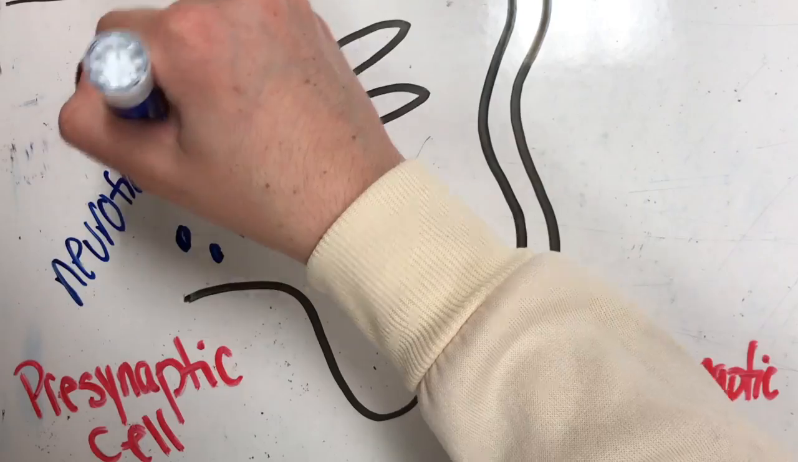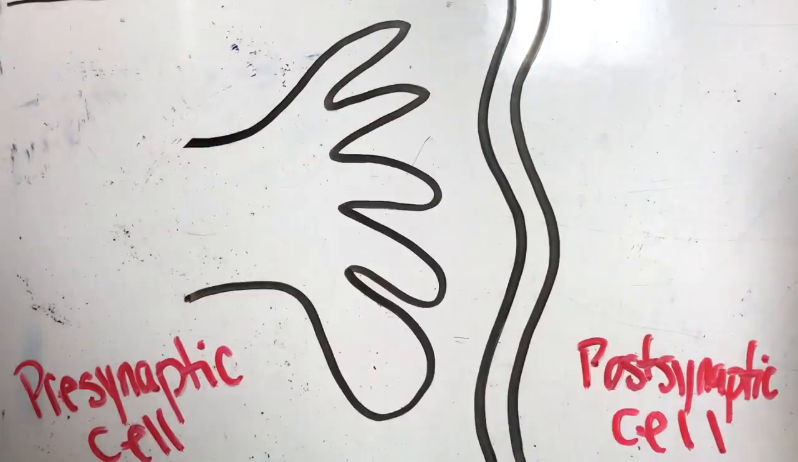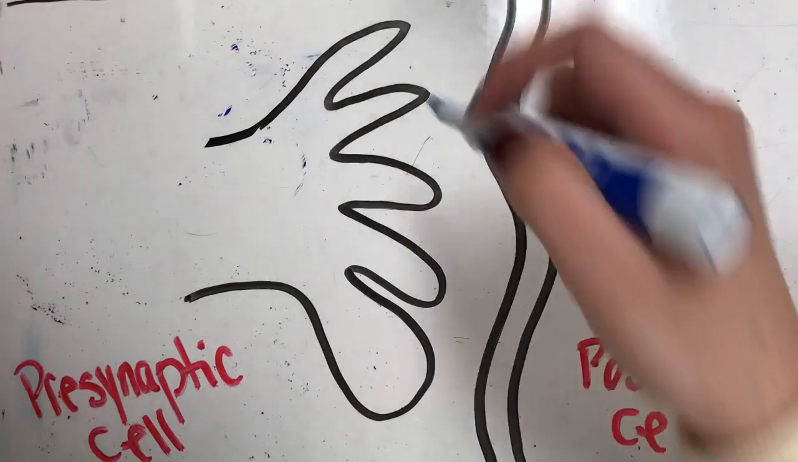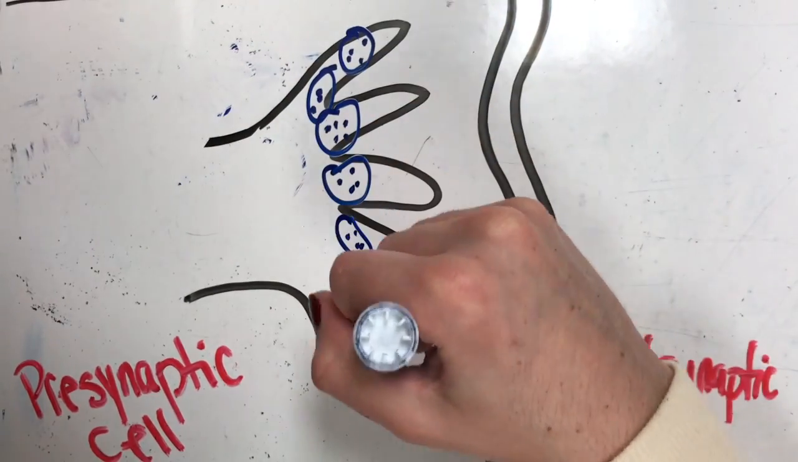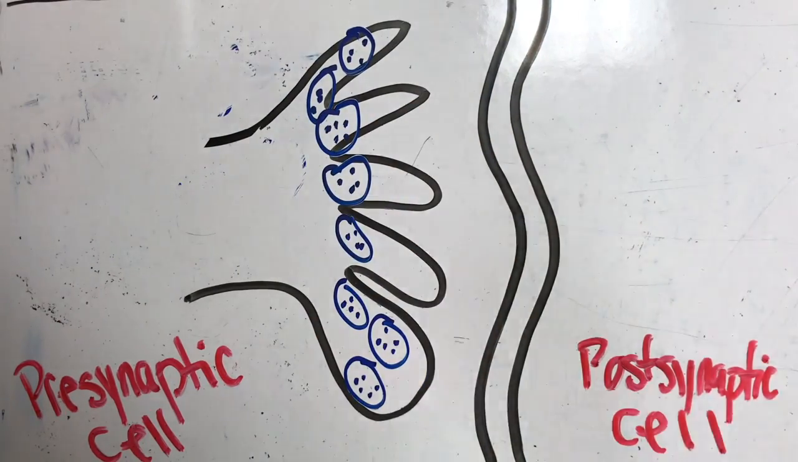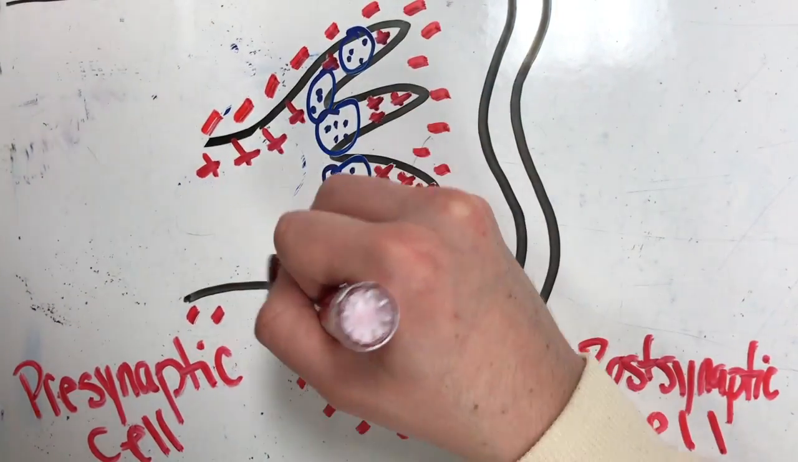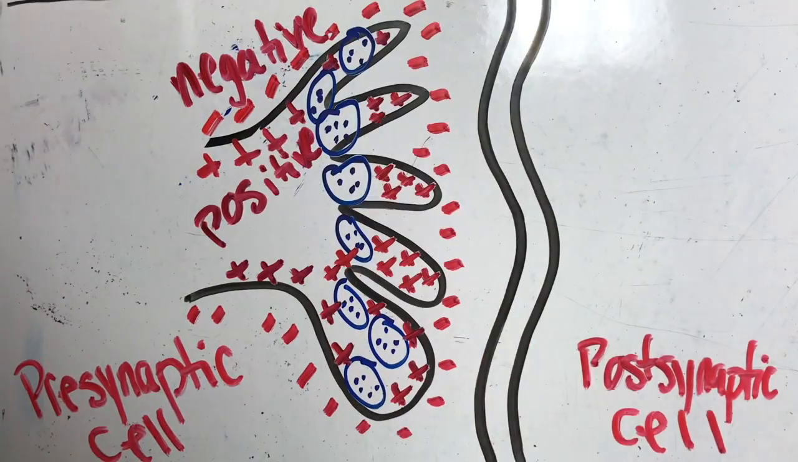Once synthesized, the chemical messengers called neurotransmitters are grouped together into vesicles. These vesicles continue to move to the end of the axon and into the synaptic cleft. The buildup of these vesicles eventually causes an action potential in which the outside of the presynaptic cell is negative compared to the inside, which is positive.